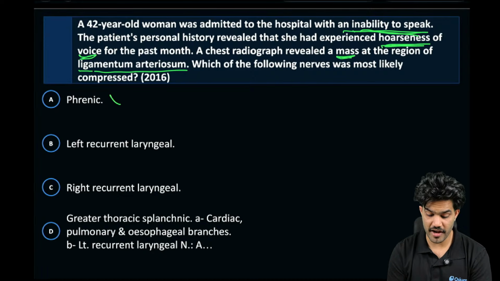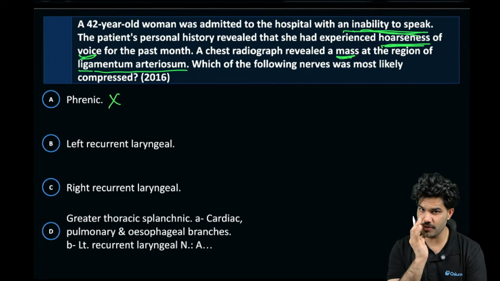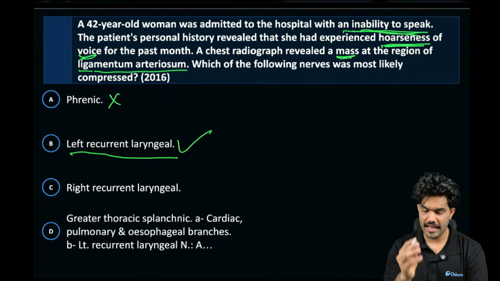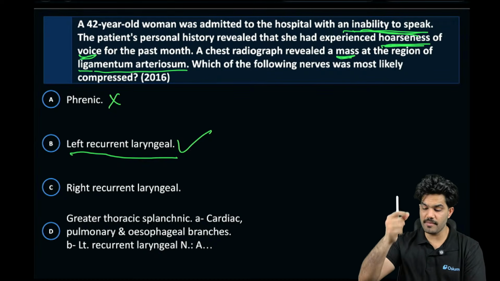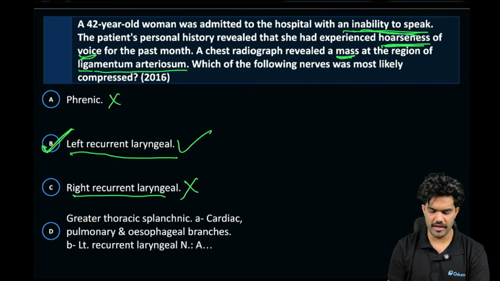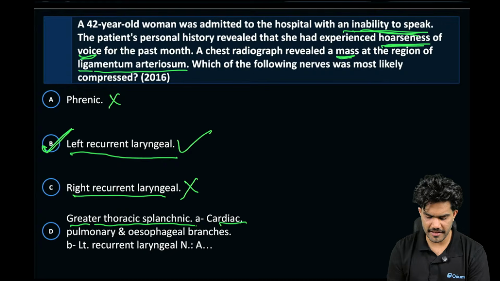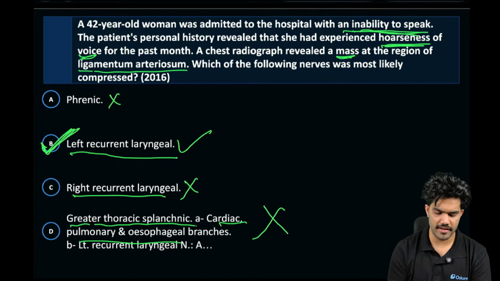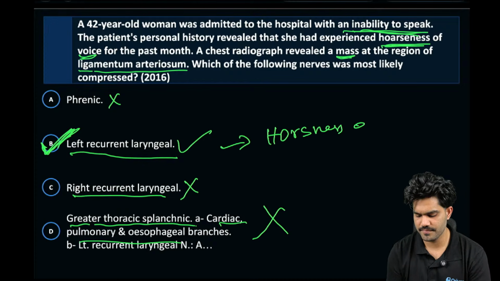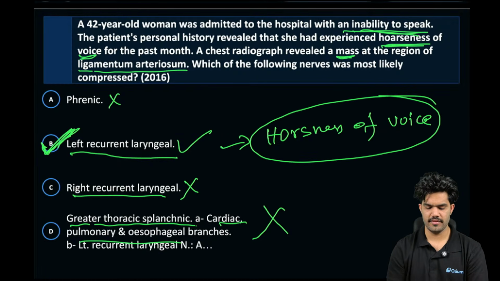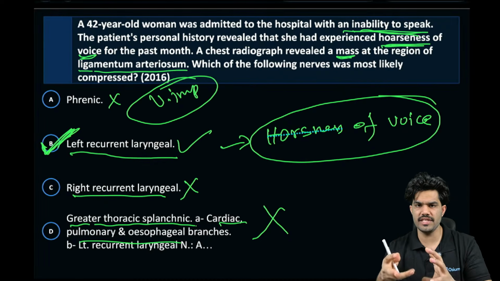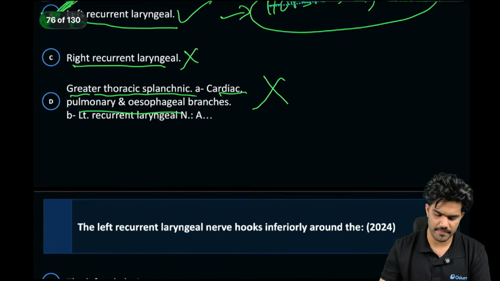Let's see. Phrenic nerve, not at all possible. It is not related to the larynx. Left recurrent laryngeal nerve, yes. It is the only nerve that will pass through the ligamentum arteriosum and is related to the larynx. So the answer will be B. Right recurrent laryngeal, no. Greater thoracic splanchnic and every other thing, wrong answer. So the only nerve which is compressed and producing hoarseness of voice will be the left recurrent laryngeal. Very, very important question. Anyhow, they make it a twist and ask it in the exam.